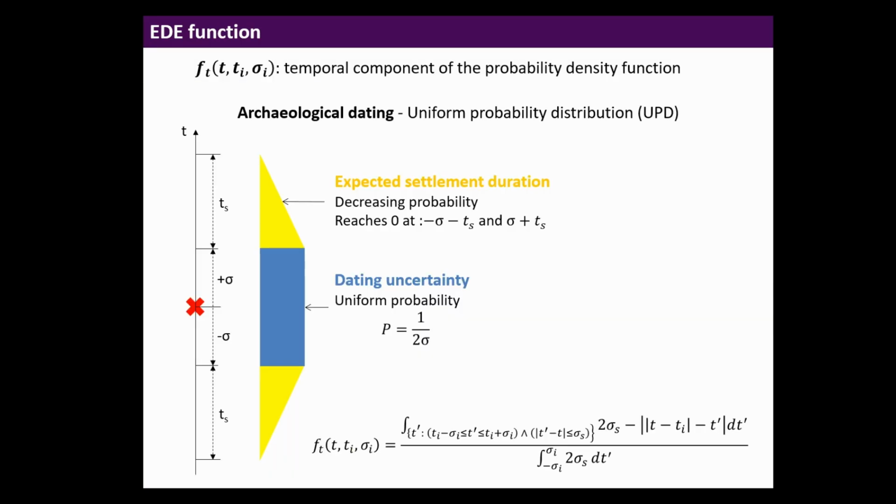Okay, the temporal component. We have two types of evidence. We can have archaeologically dated settlement, where we are dealing with uniform probabilities. Again, this is for the registration of the find. This is the interval of the dating, and then we have some decreasing probabilities to account for the duration of the settlement. So the settlement would have begun here and ended here, but also anywhere on this scale or in that interval.